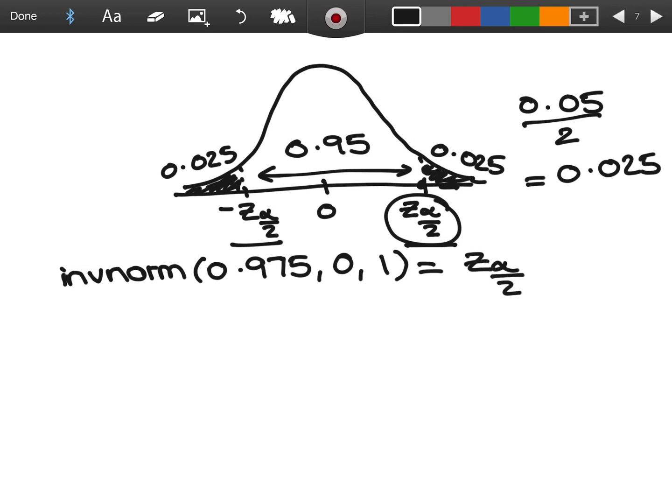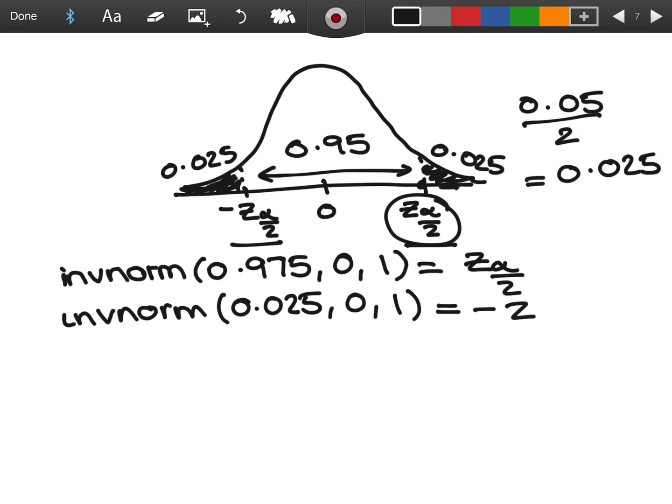That would give you z of alpha over 2. The other way that you could do it, if you're trying to find z of alpha over 2, just plug in this 0.025, a mean of 0, standard deviation of 1. That would give you negative z of alpha over 2. And then if you were looking for z of alpha over 2, just get rid of that negative. Okay, so you could just get rid of that because it's symmetric, so it doesn't matter. But either way, this is how you would find that z of alpha over 2 value.